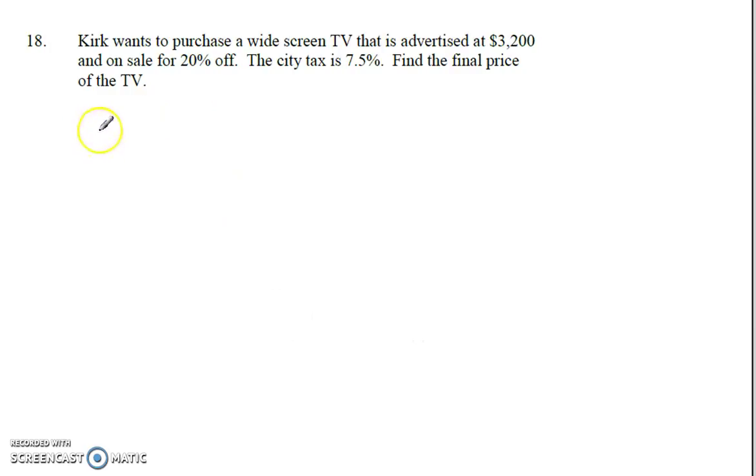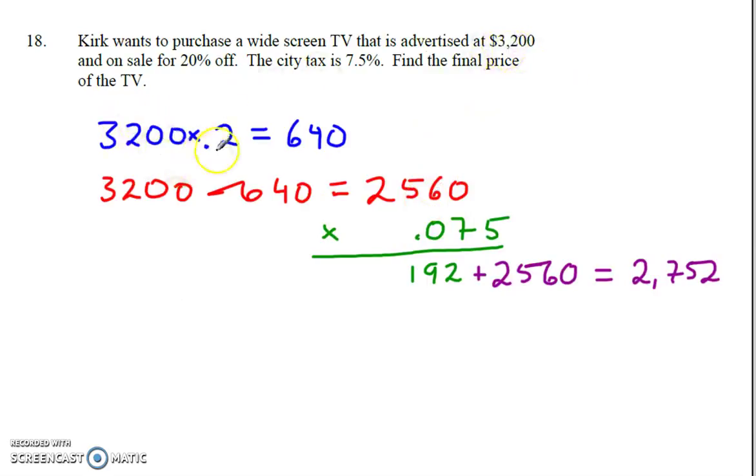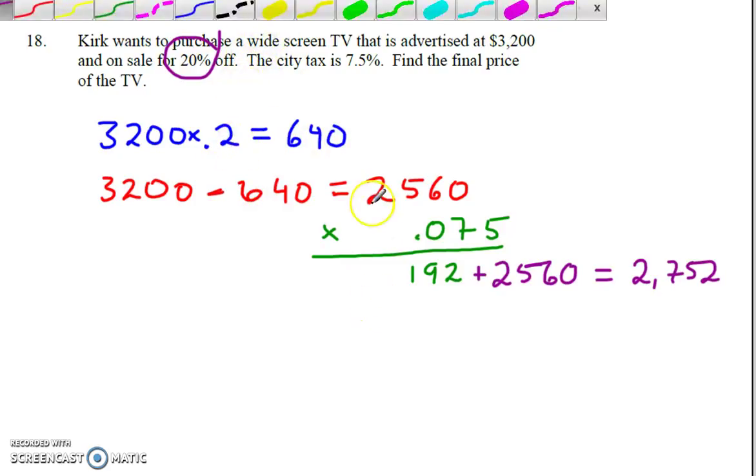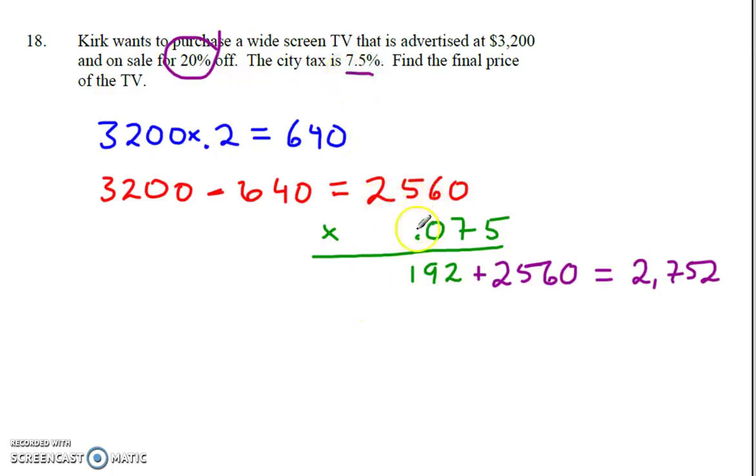Here we have, I'll just post this one up quickly for you. So there you go, 3,200 times 20%. Remember to change your percents to decimals when calculating. The reduction is 640, so we're going to subtract that to get our reduced price. Then we need to pay tax on top of that. Careful, move the decimal 2 places. That's 0.075, not 0.75. That gets you $192 in tax. That needs to be added to the reduced price to get me a total of $2,752.